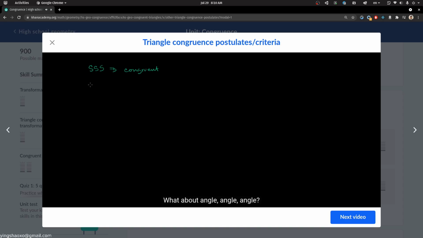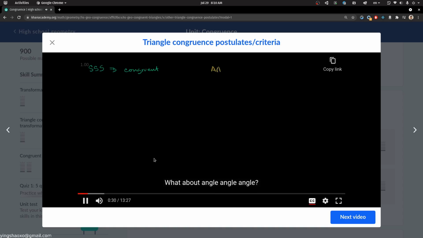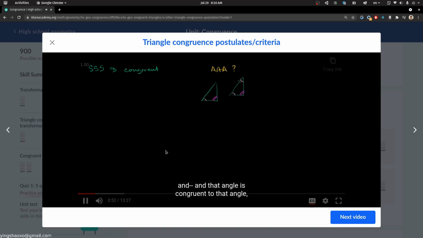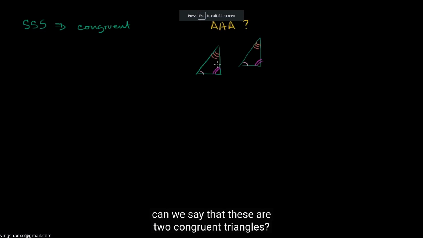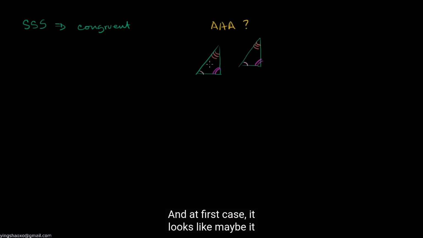What about angle, angle, angle? So let me do that over here. What I'm saying is, let's say I have a triangle like this, and I have a triangle like this, and we know that this angle is congruent to that angle, this angle is congruent to that angle, which means their measures are equal, and that angle is congruent to that angle. Can we say that these are two congruent triangles? At first glance, it looks like maybe it is, at least the way I drew it here.